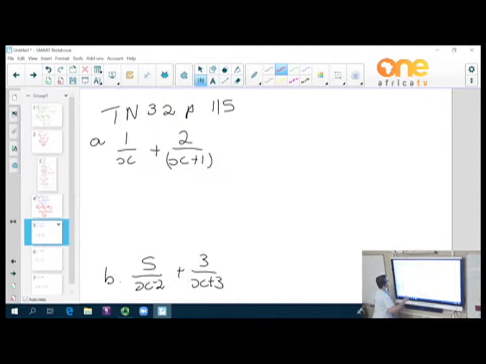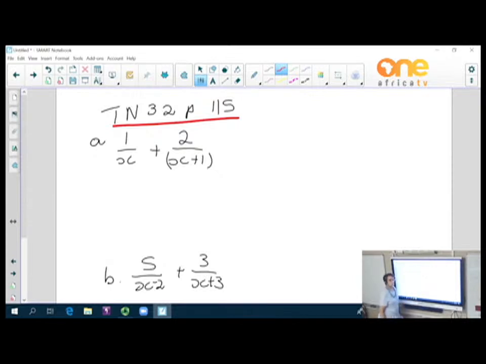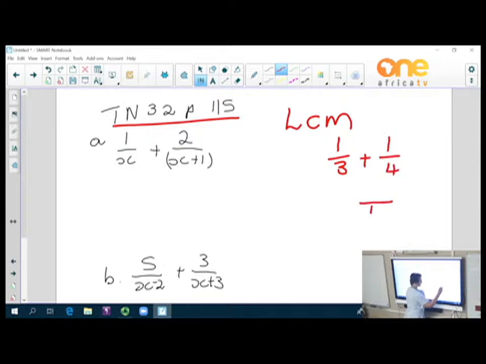Right, try now 32. So we're still looking at the same thing, adding and subtracting of fractions. My keyword is still the LCM. First do the exercise before you mark it. Now, what will the LCM be now? Remember, if we said a third plus a quarter, then I multiplied those two and my LCM was 12. And I'm going to do the same thing here.